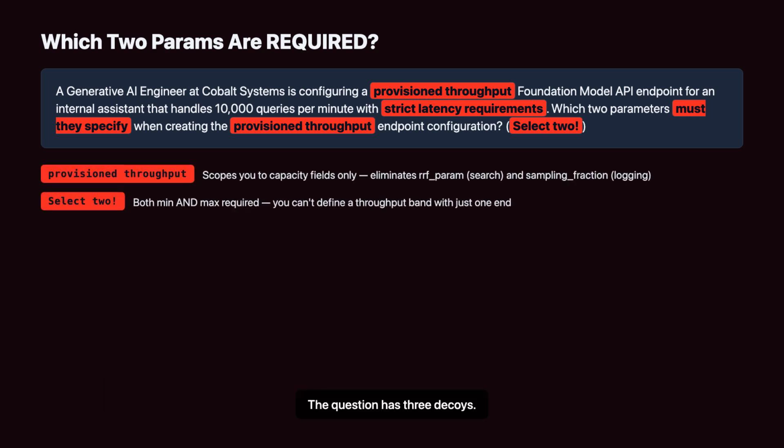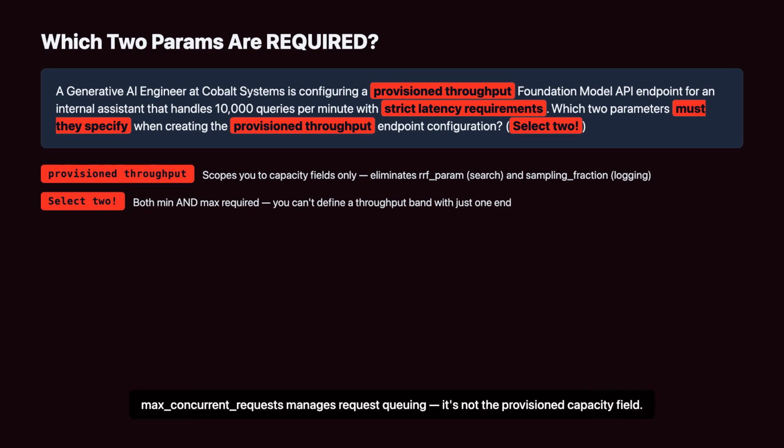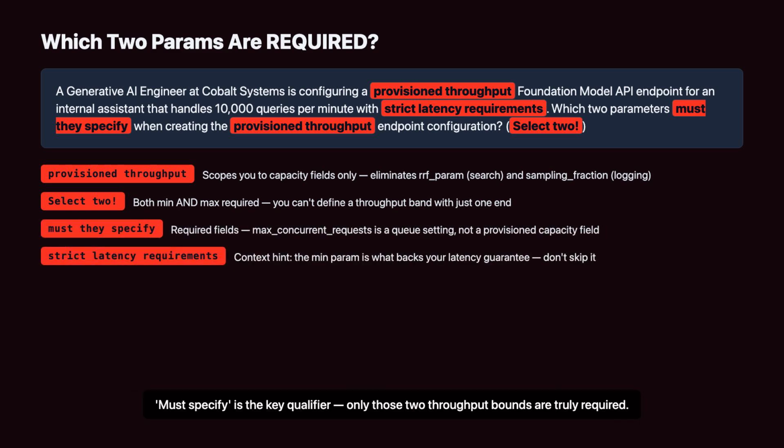The question has 3 decoys. The RRF_param comes from hybrid search. It blends keyword and vector results, not a model-serving param. Sampling_fraction controls what share of requests get logged to a table. Max_concurrent_requests manages request queuing. It's not the provisioned capacity field. Must specify is the key qualifier. Only those 2 throughput bounds are truly required.